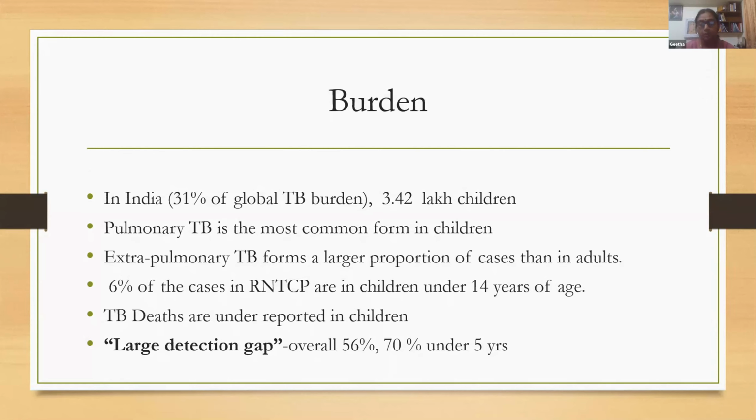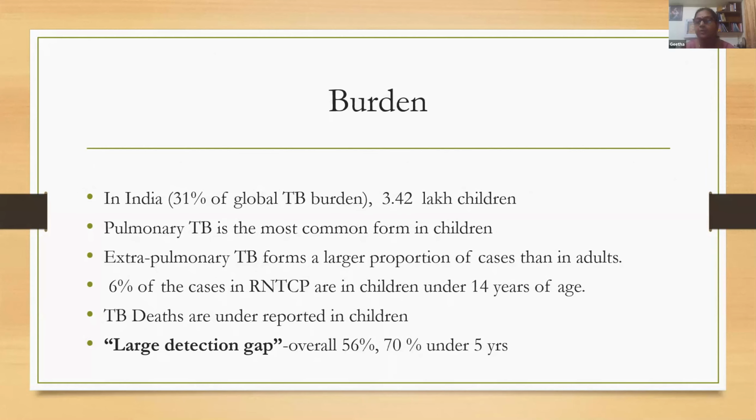RNTCP, as you are all well aware, is doing a great job. Earlier when we were studying, we used to see 10% of cases being childhood tuberculosis, but recently it is 6% of the cases referred to RNTCP in children less than 14 years. That is also a good thing for us. Tuberculosis deaths, however, are underreported in children. So there is a large detection gap, as the national forums were telling us. Overall in India it is 56%, and it is a huge 70% under 5 years.